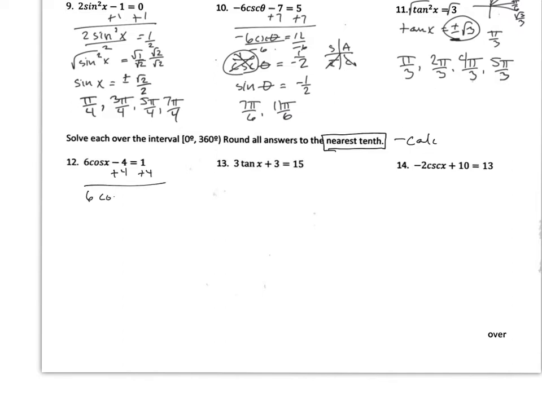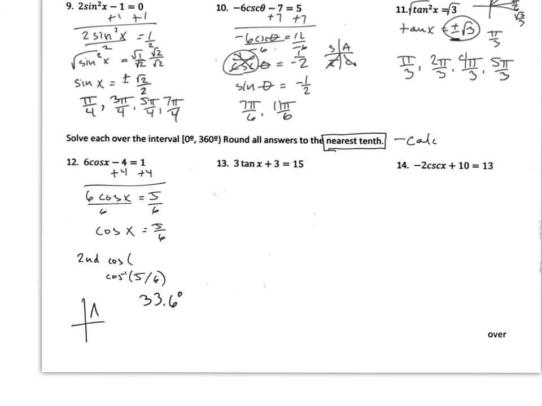So 6 cosine x is equal to 5, and then we divide by 6. So we know that the cosine of x is equal to 5 over 6. Now when you use the calculator, you have more work to do. Just the way it goes. In the calculator, you do second cosine, and that'll show up as cosine negative 1. And then you just put in 5 divided by 6. You don't have to use any fraction keys, just use the division. And you will get, out of the calculator, 33.6 degrees, because we're going to the nearest tenth.